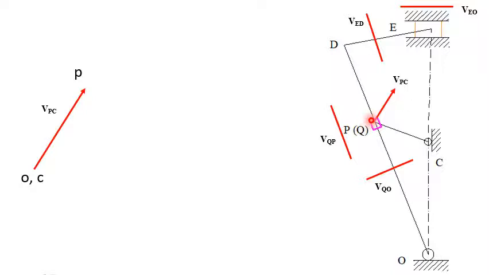Coming to the slider that belongs to the crank CP, we got velocity VQP. Out of this QP, P is known. Therefore from point p, parallel to this, draw a line. Magnitude and direction I don't know, so simply draw a line and extend it. This line represents velocity of Q with respect to P. Since we don't know the magnitude and direction, we are not marking any name to the other end point.